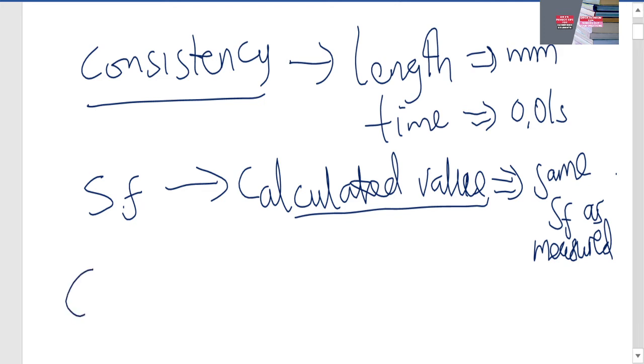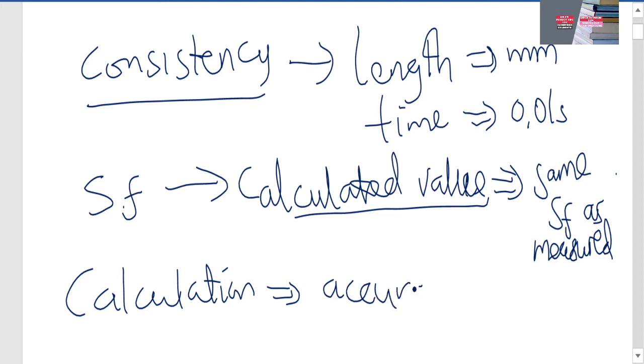Then we look at the calculation itself. So actually check a calculation, and it should be done as accurately as possible. So be as accurate as possible when doing it.